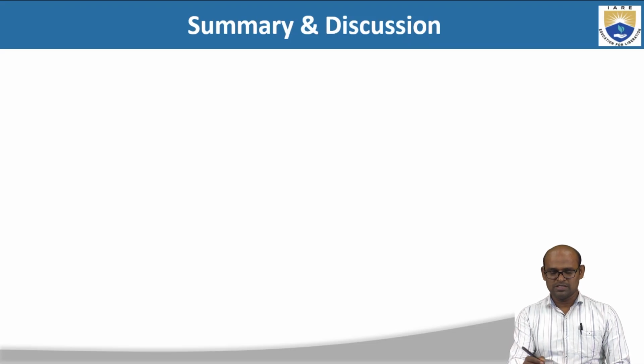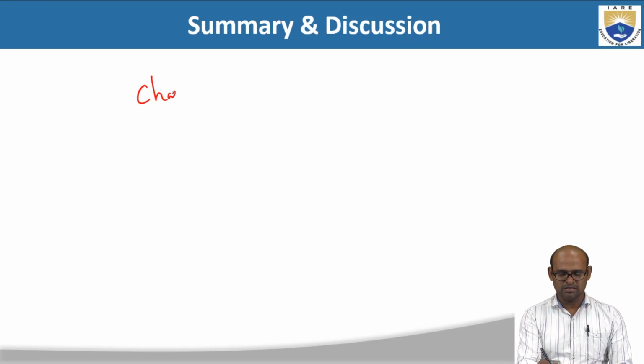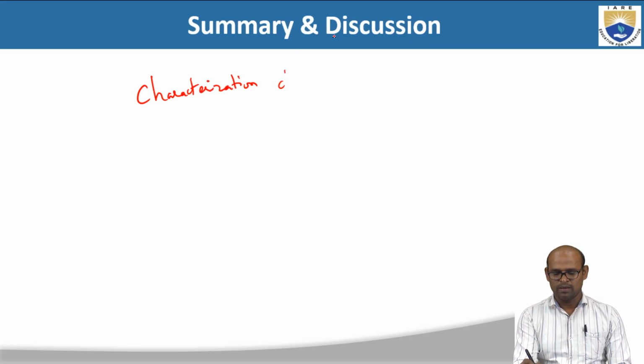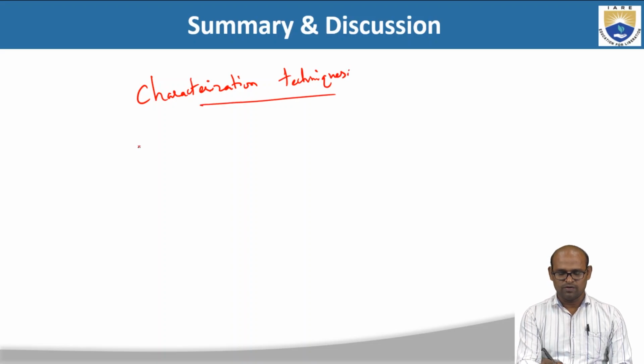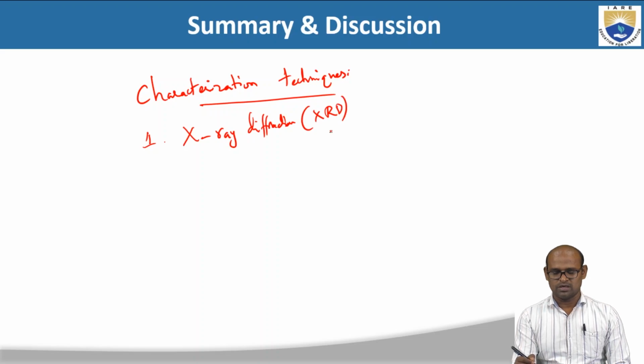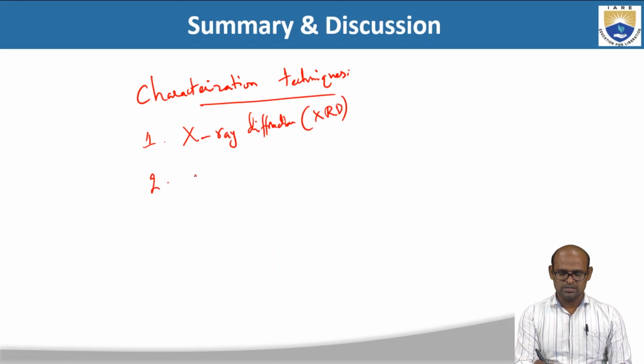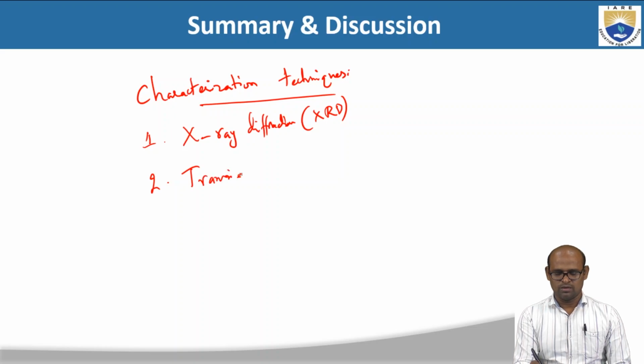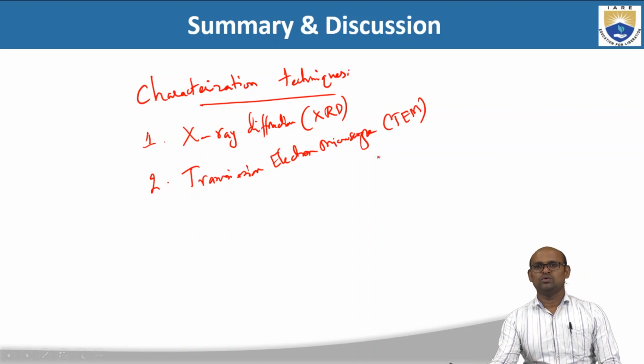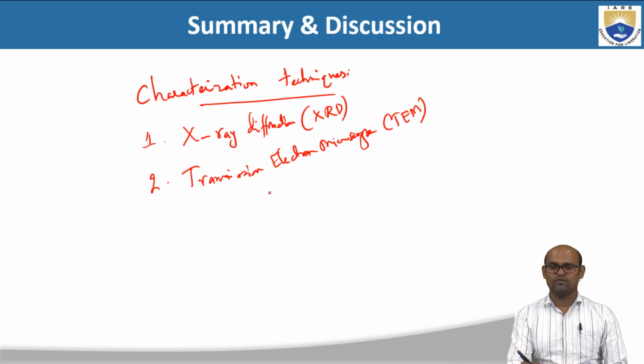To summarize, in this presentation I have discussed characterization techniques to study nanomaterials. I have discussed two important characterization techniques. The first one is X-ray diffraction, also called XRD in short. The second one is the transmission electron microscope, which is in short called TEM. These are the two experimental techniques I have discussed to study the properties of nanomaterials.